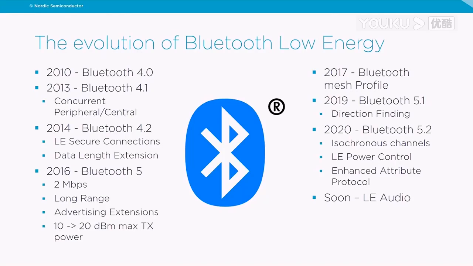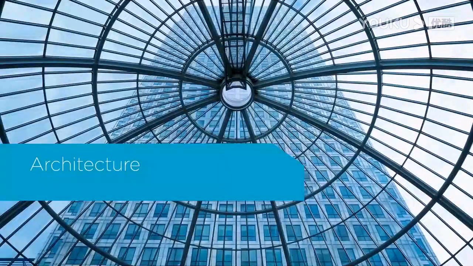Enhanced attribute protocol was also added here, and this introduced concurrent transactions. And this can reduce latency when multiple applications are using one Bluetooth low energy stack. And Bluetooth SIG has also announced that LE audio is coming soon. So then over to the architecture.